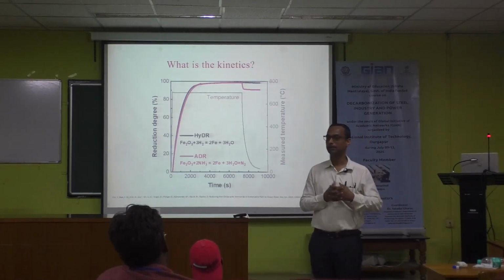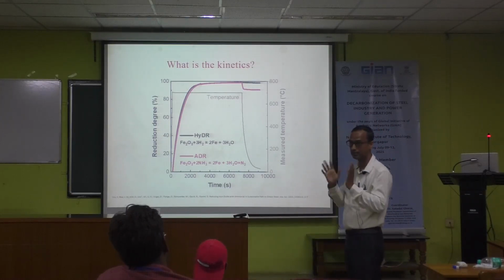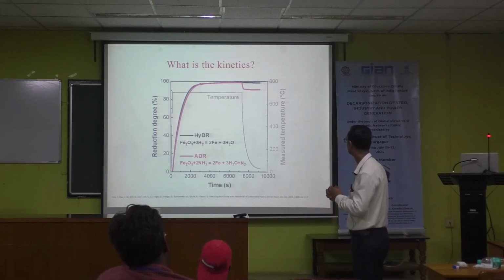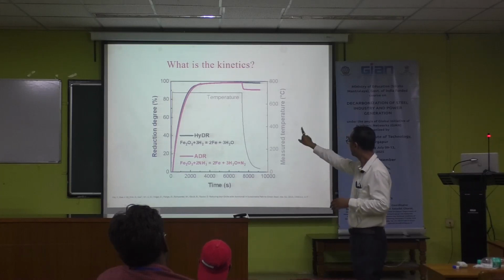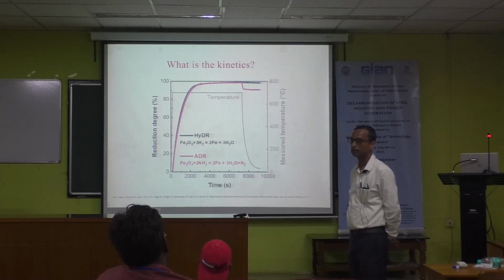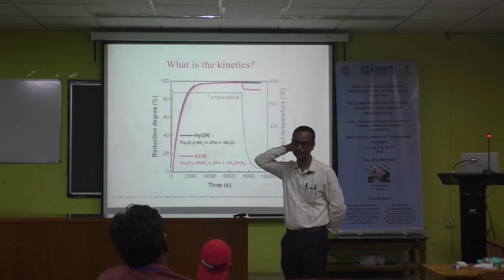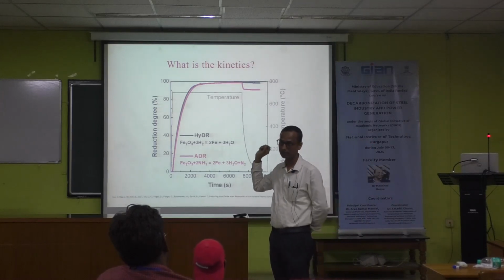Reduction with ammonia and reduction with hydrogen. These are the two parts here. This same part is a similar condition. This is the percentage degree of reduction with time. The degree of reduction, how do we calculate it? Generally this is the experimental data. How do we calculate this degree of reduction?